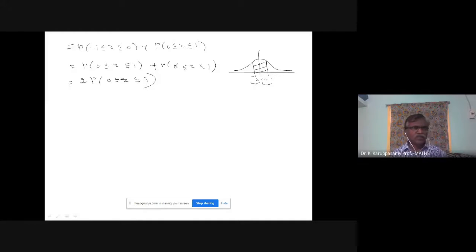Any doubt you can ask. If you find any difficulty, please ask. Modulus symbol, how to remove modulus, that is very important. Now take your calculator. I will explain once again how to use the calculator. For finding the probability of a standard normal variable, we need a calculator or the printout of the normal area under the normal curve. That table will be available in most of the books.